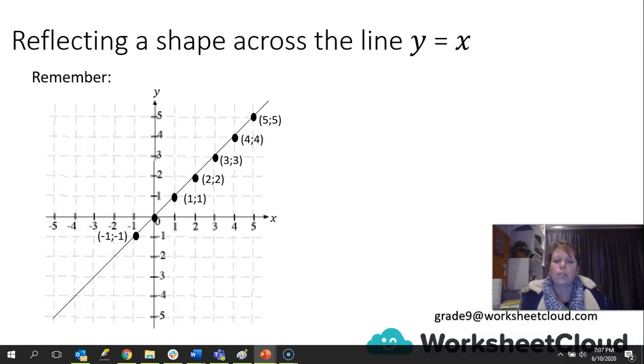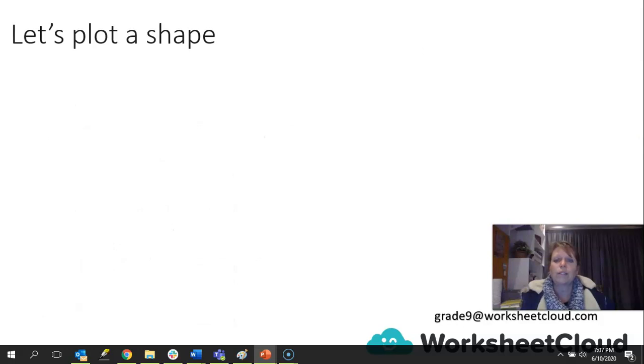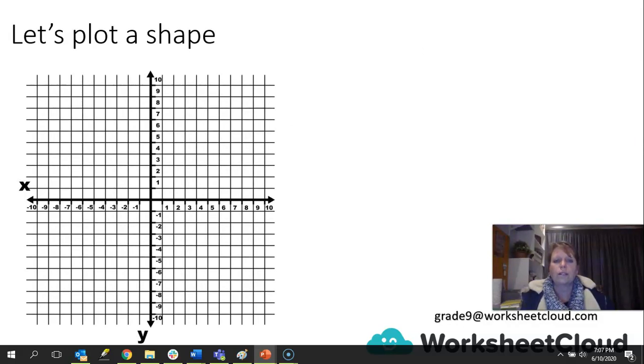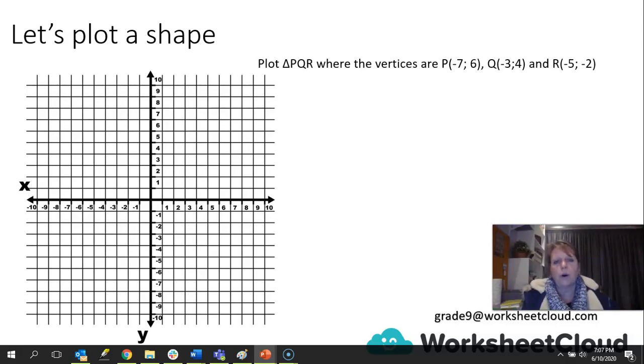Okay, so we're going to be dealing with this diagonal line and we're going to be looking at reflecting a shape across that line. So first thing is, let's plot a shape. We're going to plot triangle PQR, where the vertices are P minus 7, 6, Q minus 3, 4, and R minus 5, 2. Okay, so let's plot the first point.